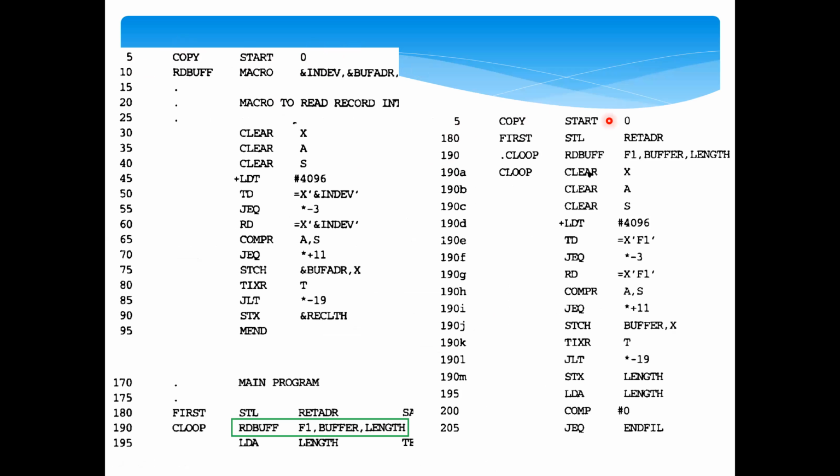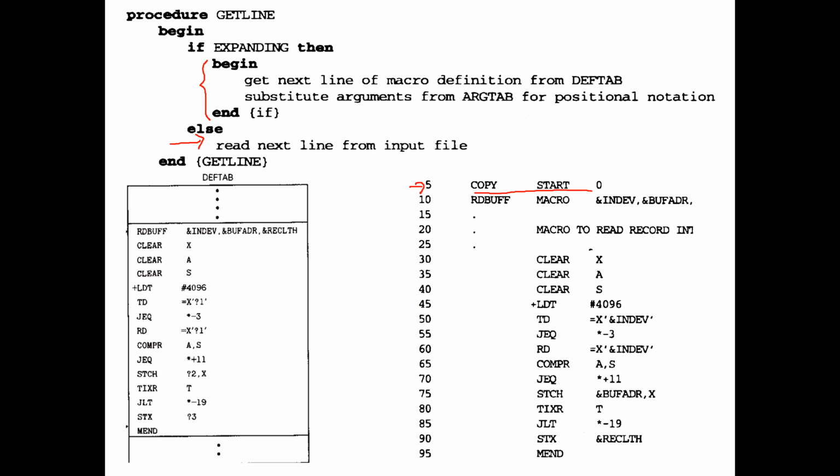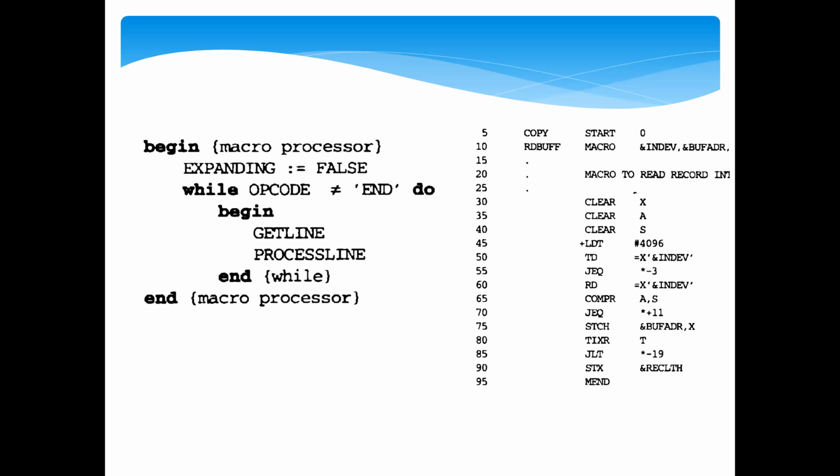So let me make a note of it. So this is your expanded file. Okay. Now, we have read the first line and we have processed it. Now this keeps repeating. Let us take the next line. So the next statement is rdbuff. So this is the next statement.